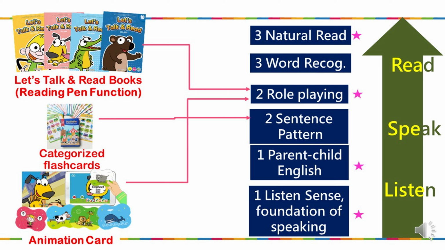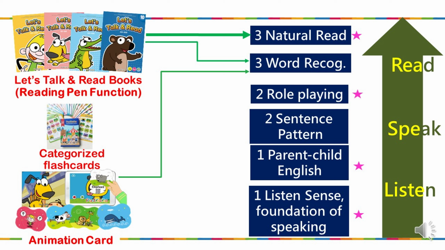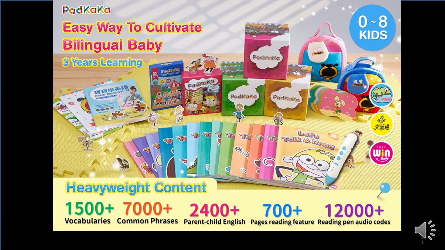You can see where each tool function is. Finally, there is natural word recognition and natural reading. Books play a very important role here. The activities marked with stars are the main unique functions of PadKaKa. Most textbooks do not have this feature, which is our unique selling point. This is the photo of the whole set of PadKaKa.